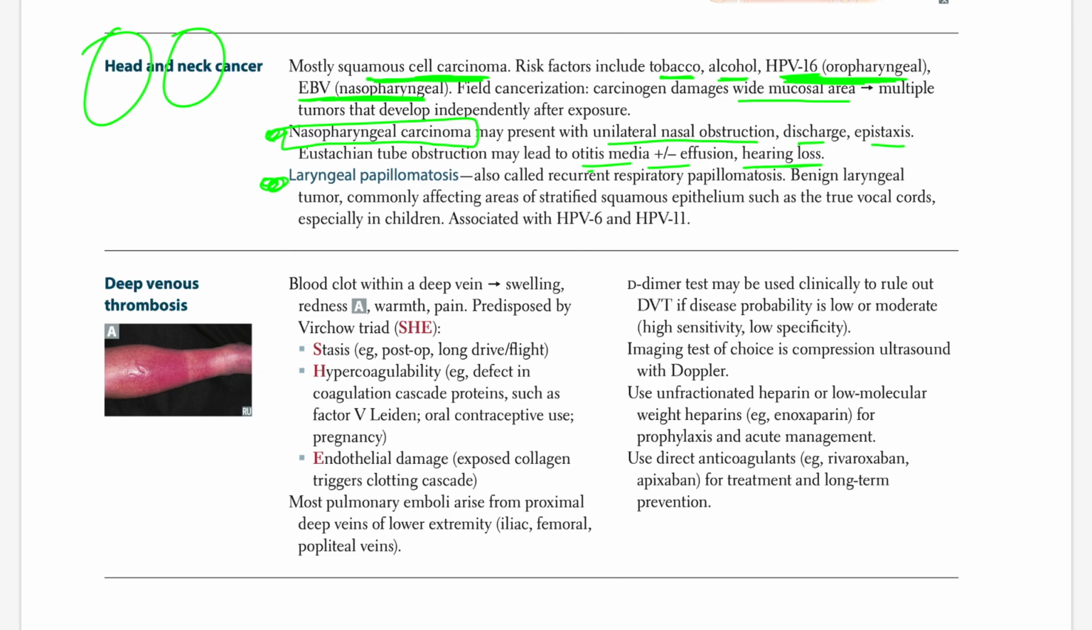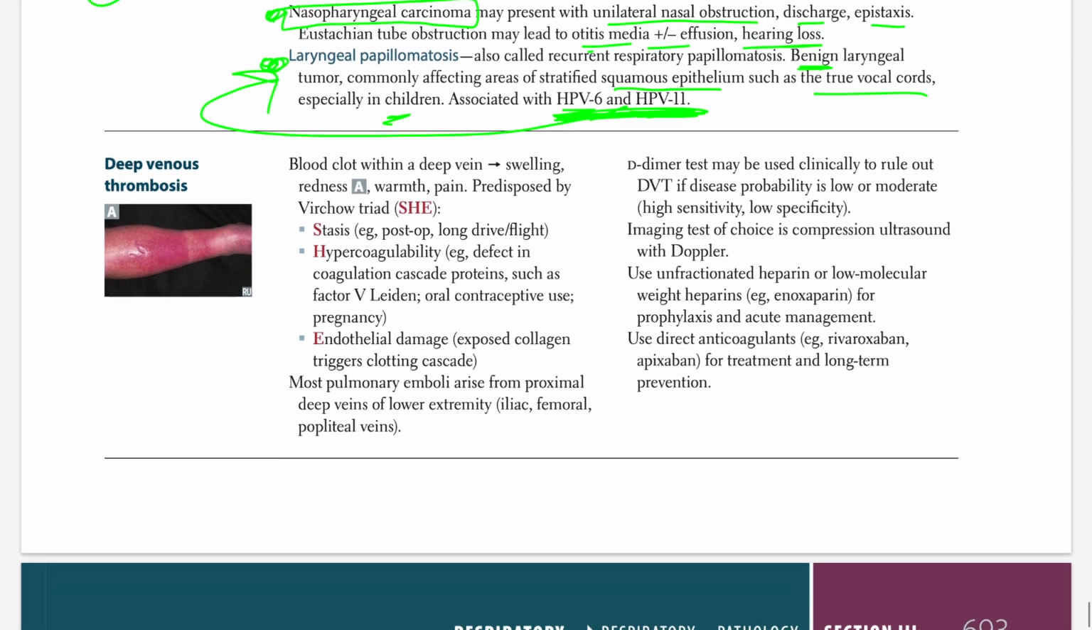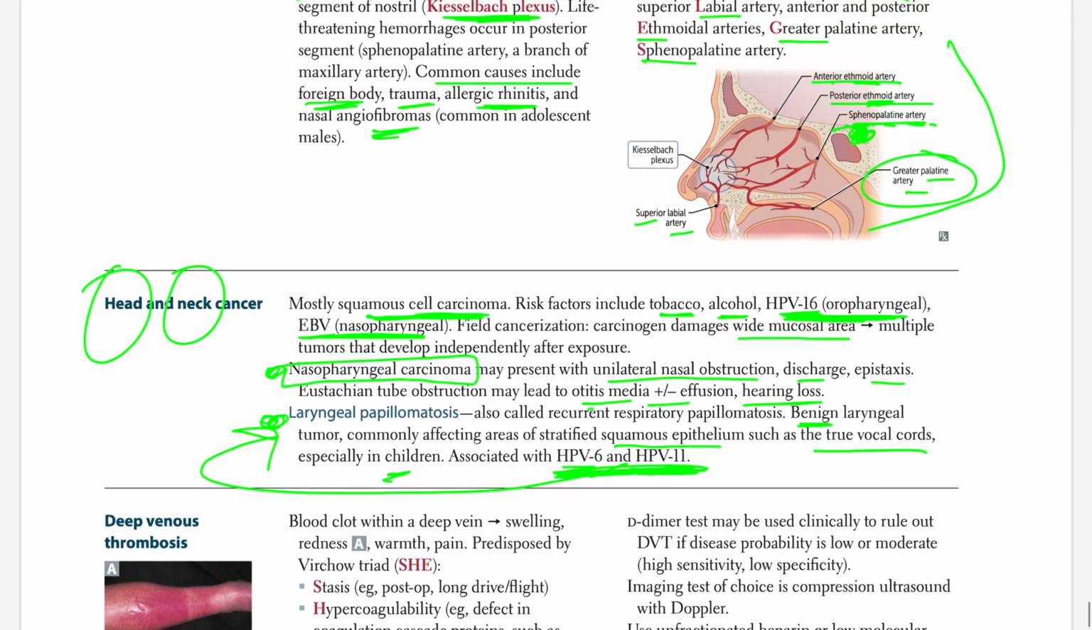Laryngeal papillomatosis, also called recurrent respiratory papillomatosis, is a benign laryngeal tumor, commonly affecting areas of stratified squamous epithelium such as the true vocal cord, especially in children, associated with HPV 6 and 11. So here's the thing: 6 and 11 is going to cause laryngeal papillomatosis, while 16 is going to cause oropharyngeal carcinoma.